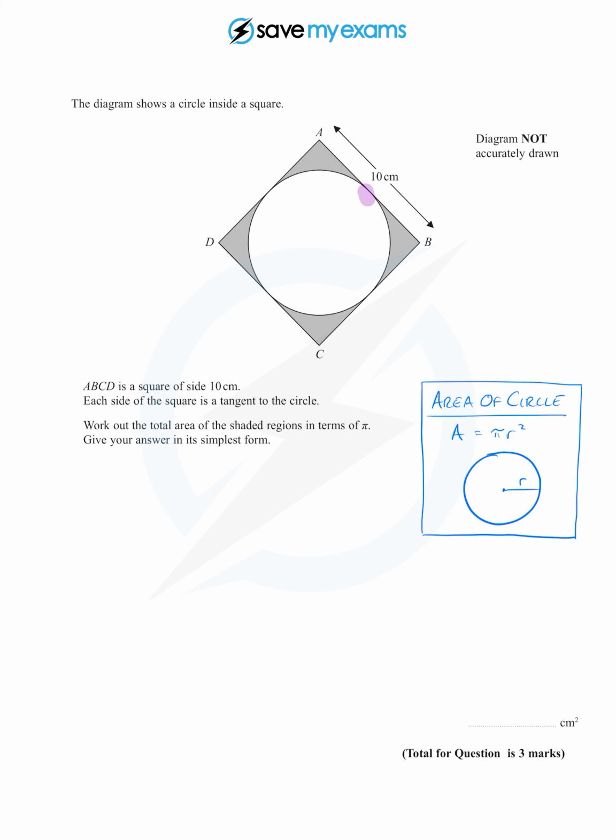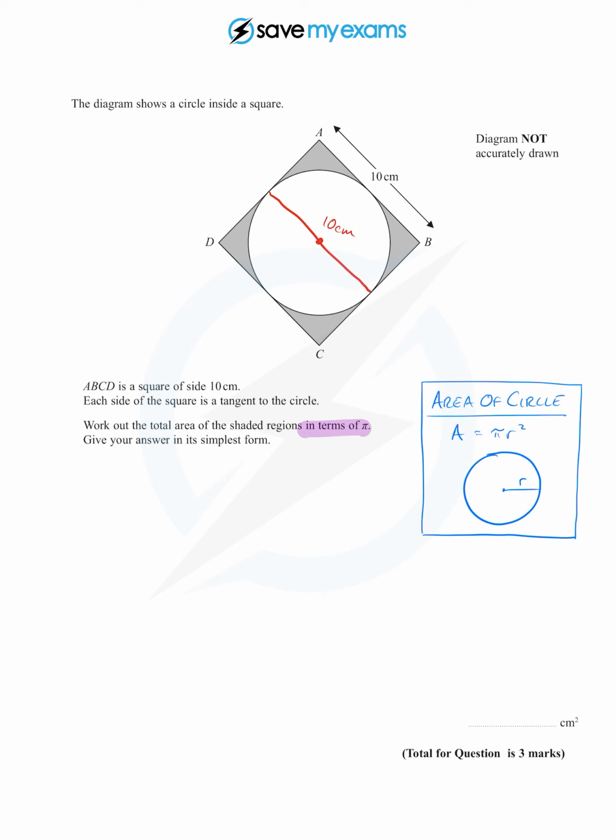Okay, we have a circle inside a square. There we go. And we're told that the side of the square is 10 centimeters, which presumably means that the diameter of the circle, there it is, there's the diameter of the circle, is also 10 centimeters. Yep, must be. Okay, work out the total area of the shaded region in terms of pi.